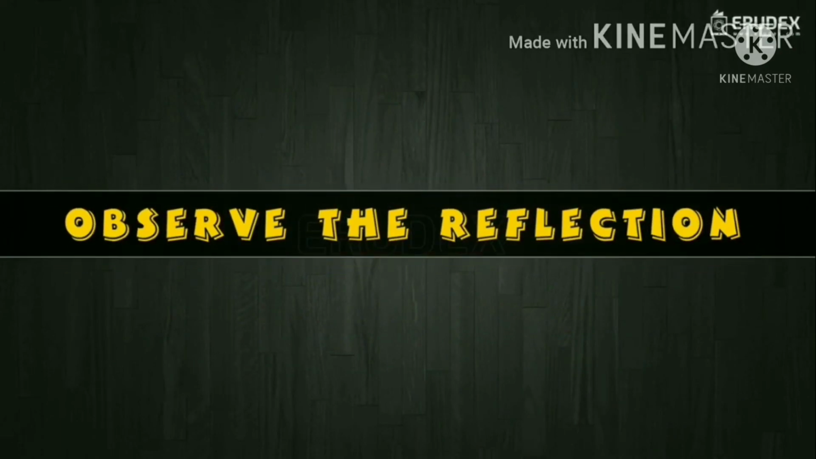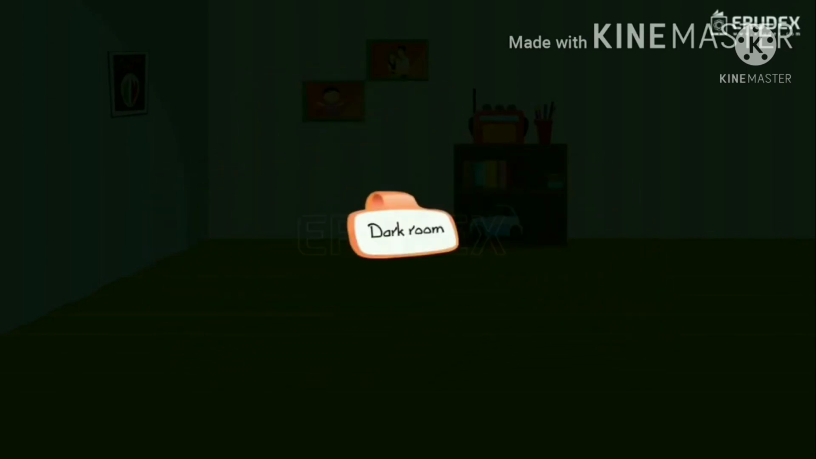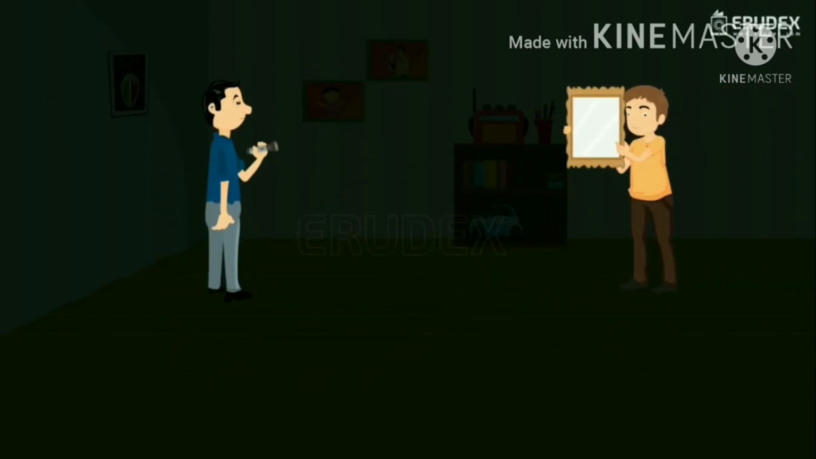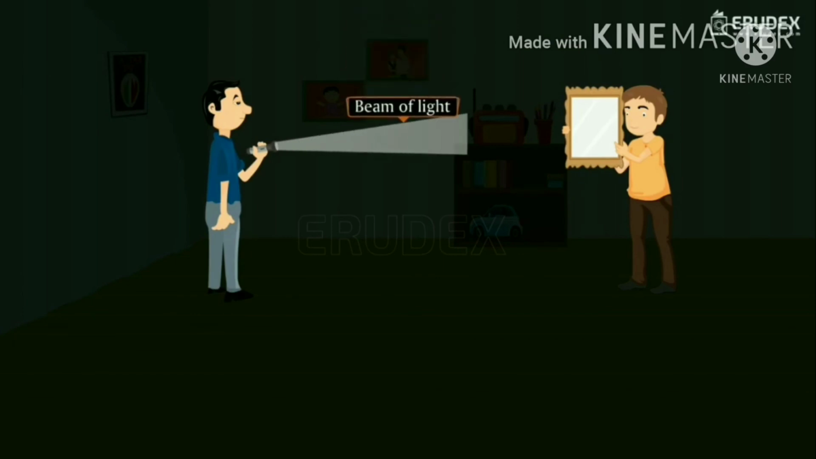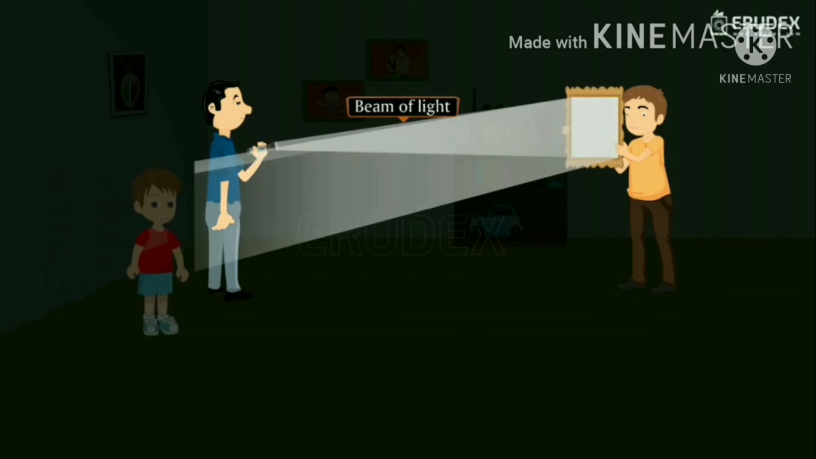Observe the reflection. Perform this activity in a dark room. Stand at one end of the room with a torch. Make your friend hold the mirror and stand in the direction opposite to you. Allow a beam of light to fall on the mirror. It reflects the beam of light and it falls on the other person. So, the direction of the torchlight is changed.